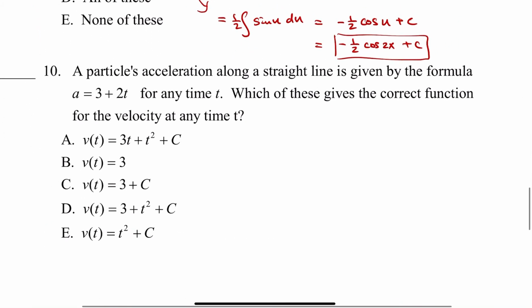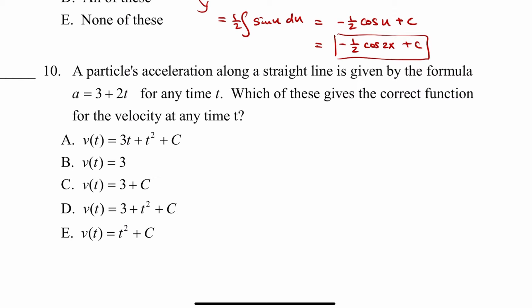Now this one is an application problem. Number 10. A particle's acceleration along a straight line is given by the formula a of t equals 3 plus 2t for any time t, and which of these gives the correct function for the velocity.